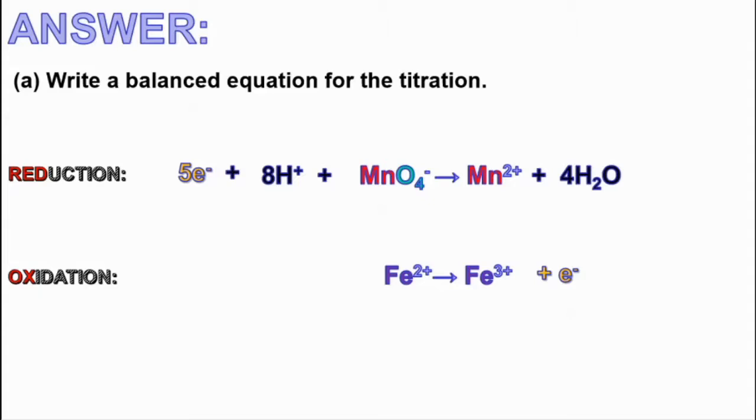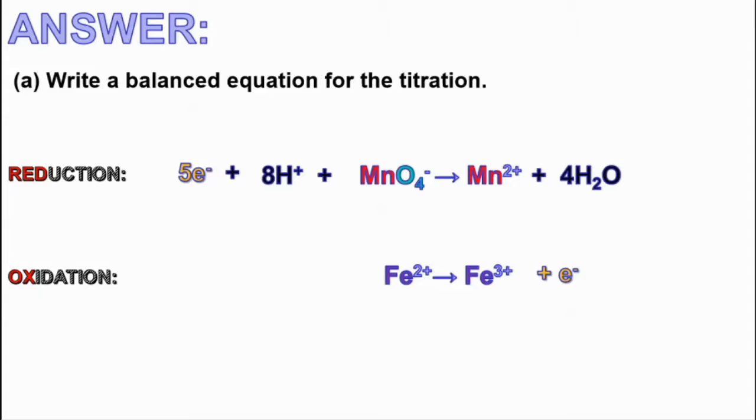Because if we want to combine these two half equations together, the number of electrons on both half equations must be equalized. Why? Because these electrons must be cancelled at the end. That's why the number of electrons must be equalized in both half equations. So what should we do, guys?